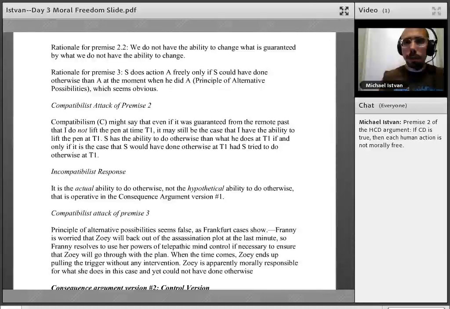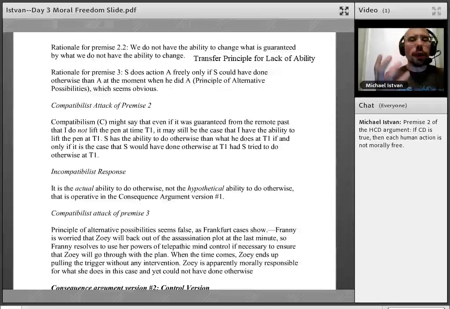I'll put it up here. Transfer principle for lack of ability. That's all 2.2 is really an expression of. And that principle seems pretty obvious, right?